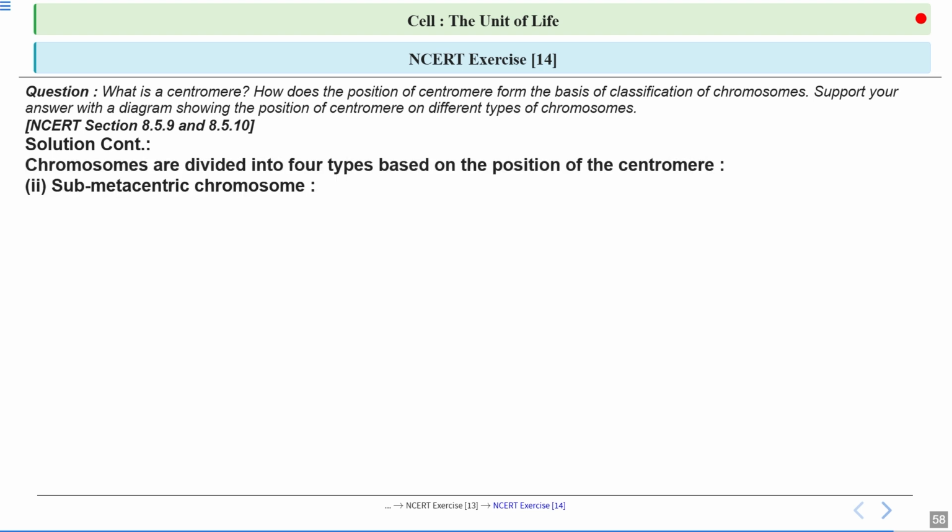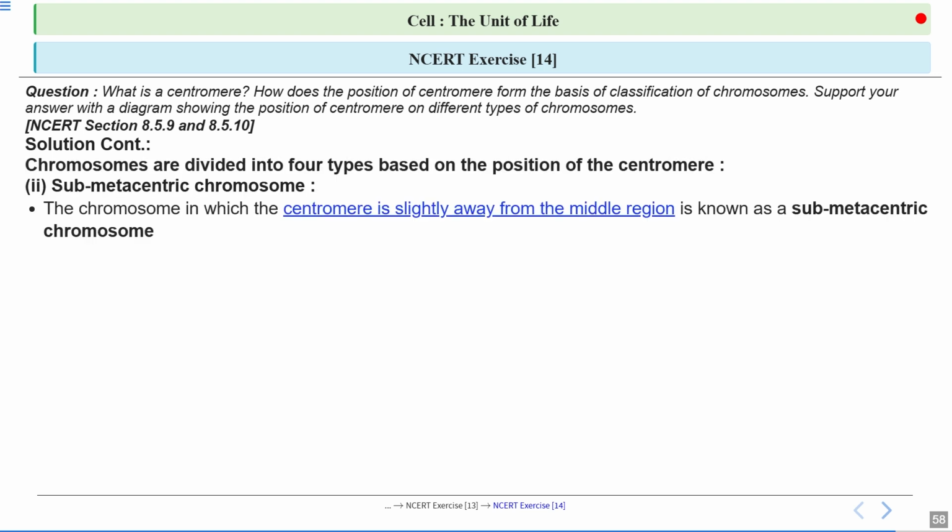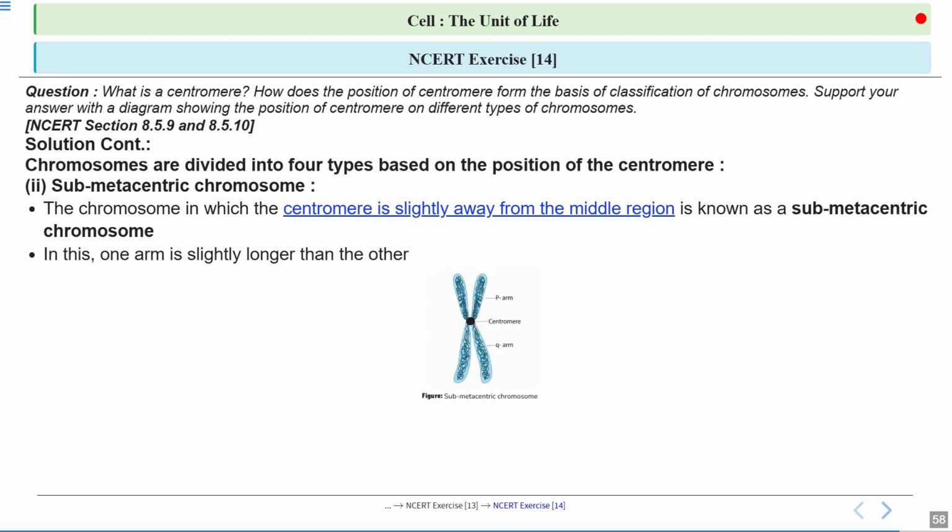The next one is the submetacentric chromosome. Here the centromere is slightly away from the middle, and this is known as a submetacentric chromosome. Here one arm will be slightly longer than the other arm. You can see the P arm is shorter as compared to the Q arm because the centromere is slightly away from the center.